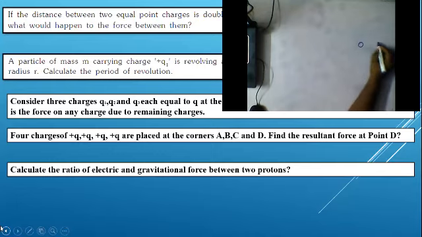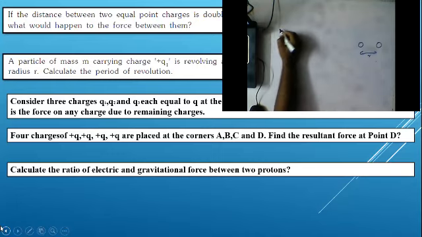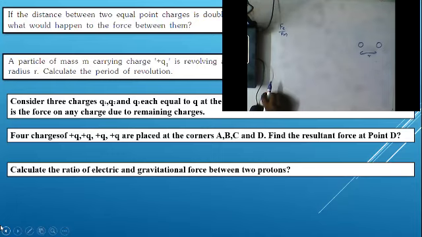So here we are having two charges. These are what, guys? No, it is not two charges, it is two protons, and they are separated by a distance r. What do you need to find out? The ratio of electric and gravitational force. So in order to find that, what we require is the ratio Fe by Fm.